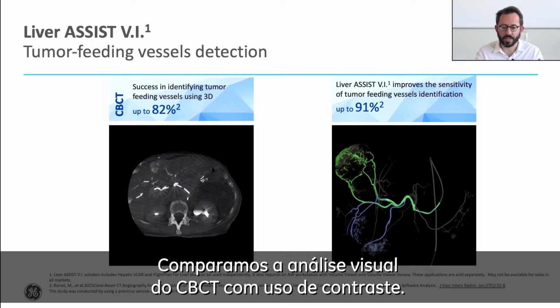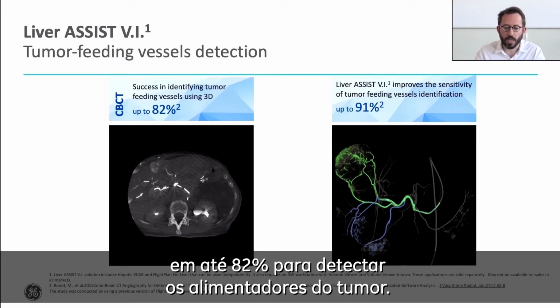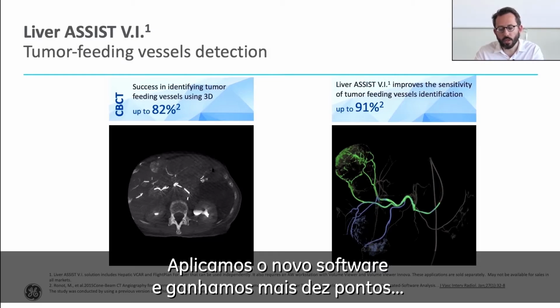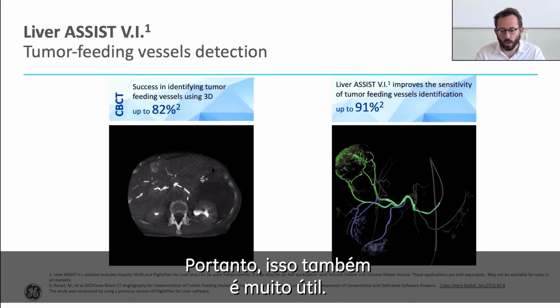We compared the visual analysis of the contrast-enhanced CBCT. I showed you we had up to 82% sensitivity for detection of tumor feeders. And we applied the new software to that, and we were able to gain 10 more points in terms of feeder detection sensitivity. So this is also very useful, and I cannot stress that enough.